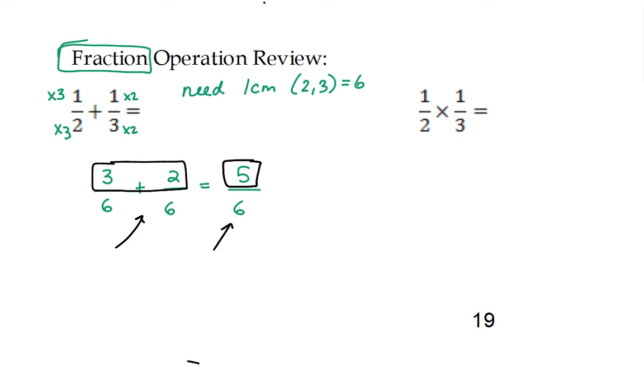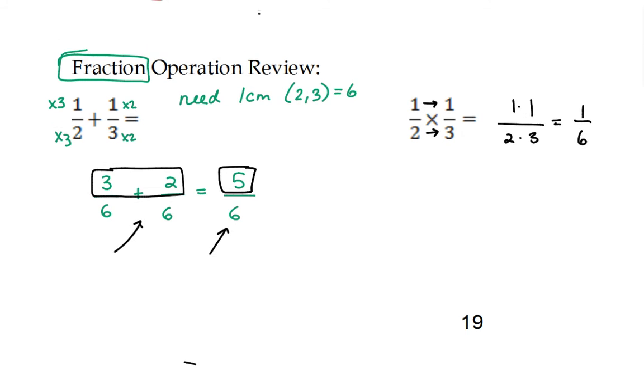And multiplying fractions, all you have to do is go top to top, 1 times 1, and bottom to bottom, 2 times 3. And you get 1 over 6. So 1/2 times 1/3 is 1/6. That's the rule for timesing. You just go straight across the top and straight across the bottom.